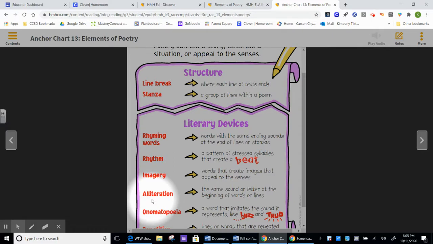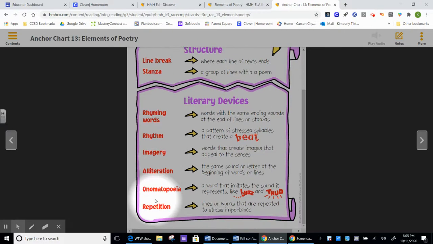Alliteration. Poems use alliteration. That's like the sounds of the words, the same sound or letter. I'm getting alliteration and onomatopoeia mixed up. Alliteration is the same sound or letter at the beginning of words or lines. For example, if I said, Mom made muffins, all of those words start with M. That is alliteration.